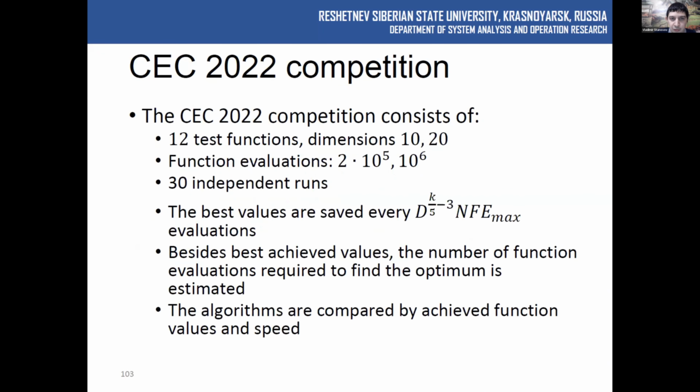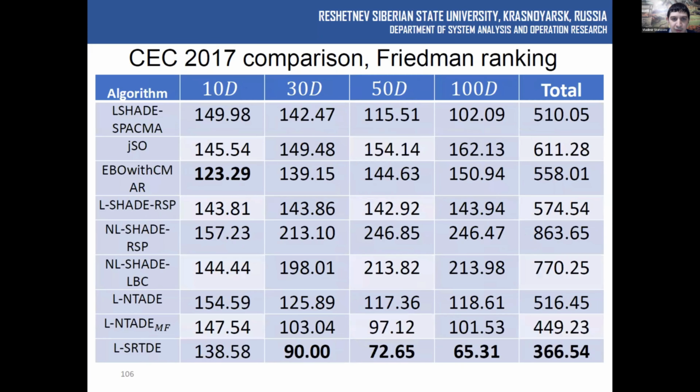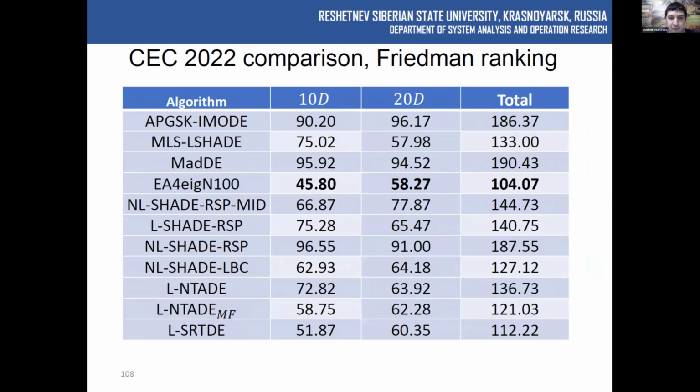So here are the 3 competitions, and on this slide you can see the comparison with the top methods from different years, also like L-SHADE SP, and this is just a little bit easier to understand because it's Friedman ranking, and the best results are with LSRTD. It is much better than other algorithms except for the 10-dimensional case. And the same is true for CEC 2022. Yes, here the other method is a little bit better. It is better for the 100-dimensional case, but if we change a little bit the population size in LSRTD, it will be better.